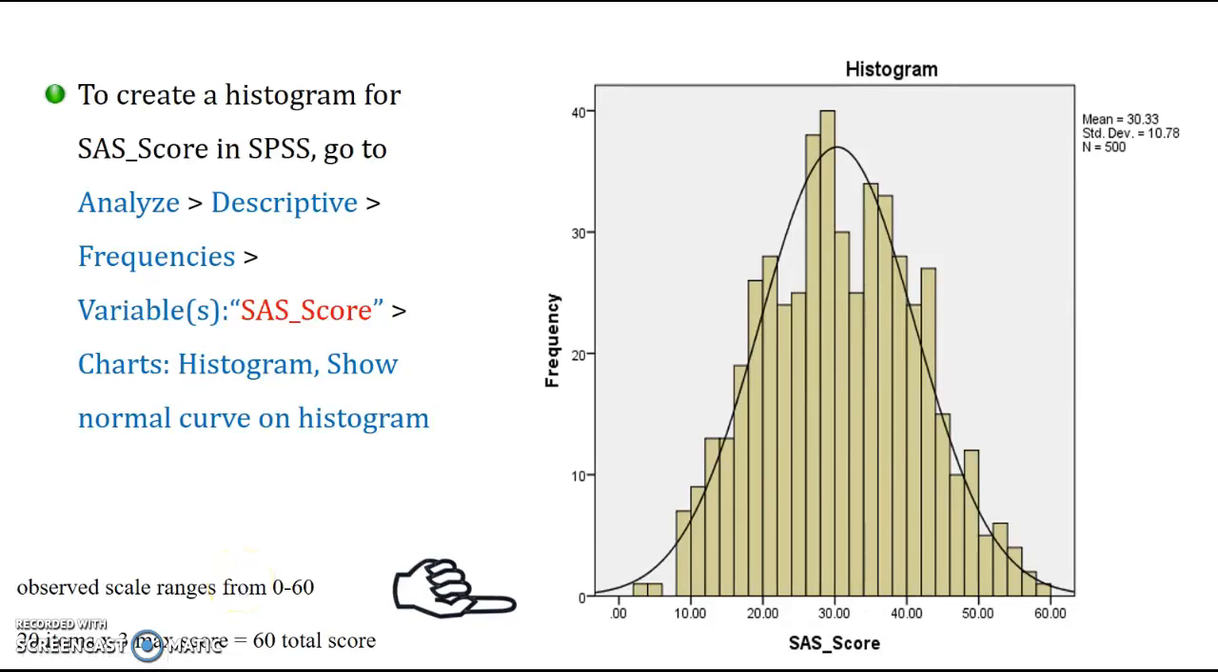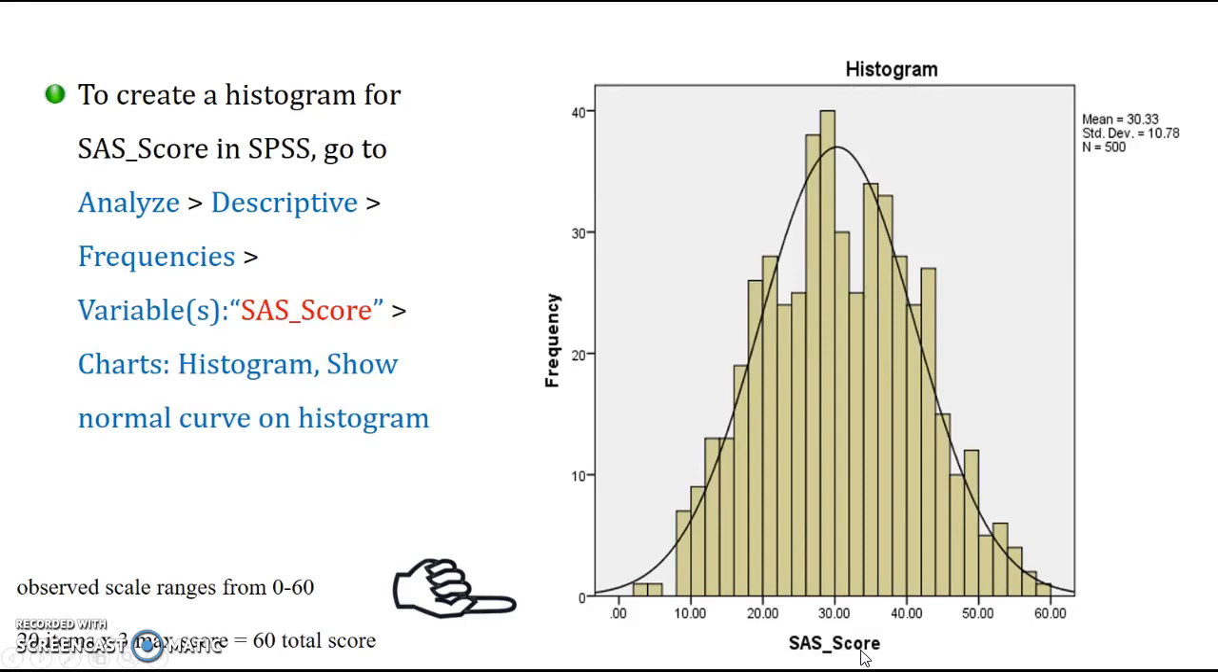So earlier, what we did in SPSS was we conducted basic descriptive analysis where we retrieved the mean, the standard deviation, the minimum and maximum values, and the range of our data set, the case study 1. And then we also computed the total score for all 20 items for all 500 respondents.